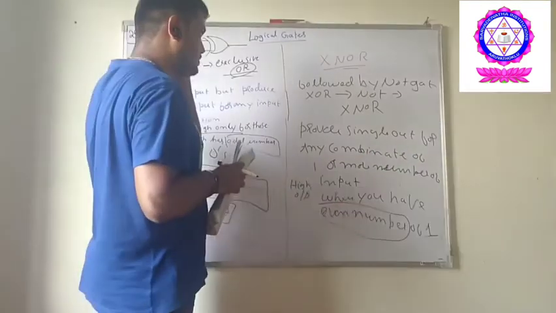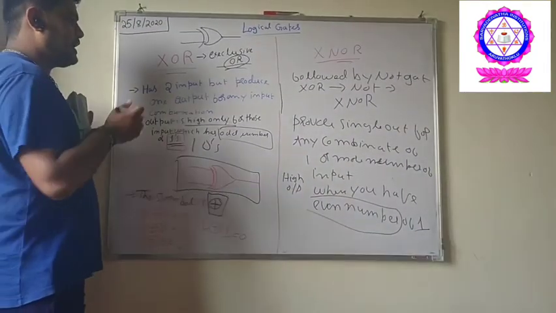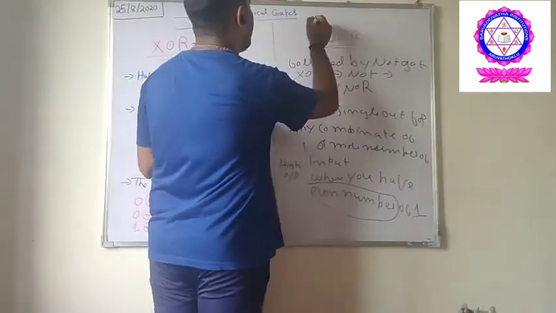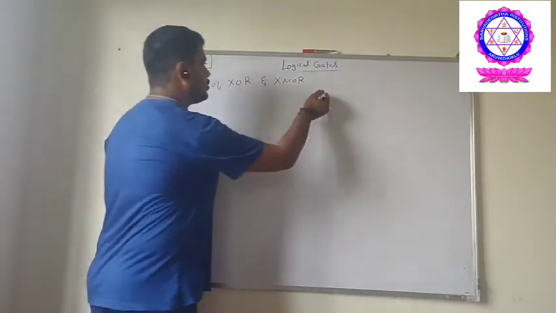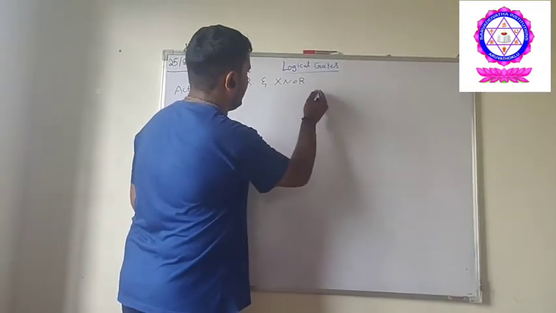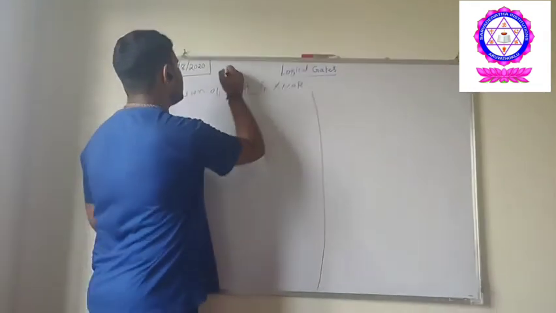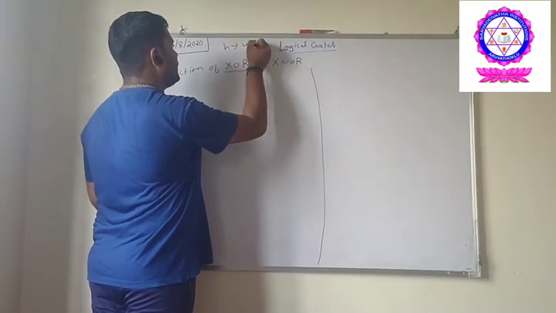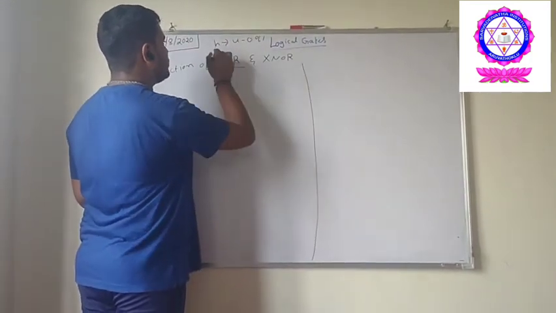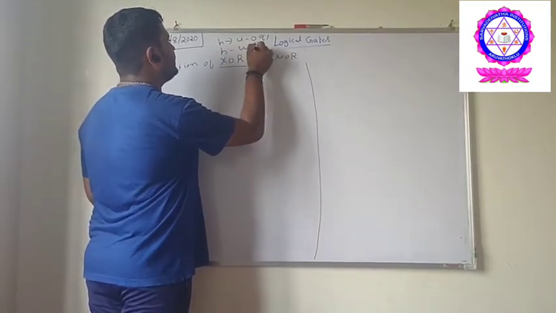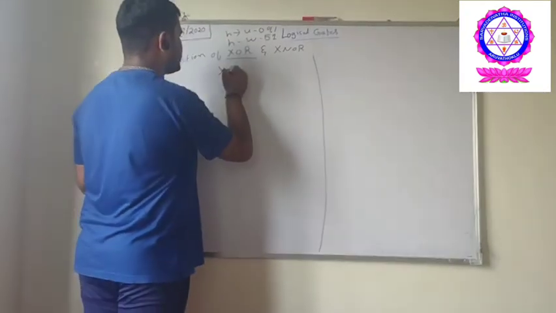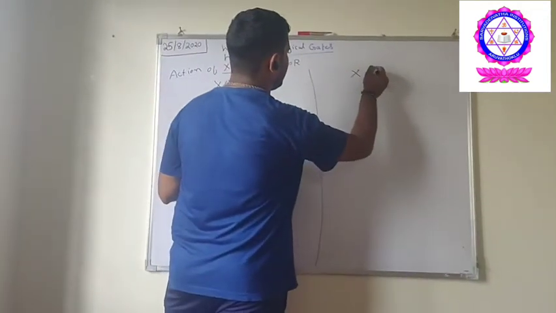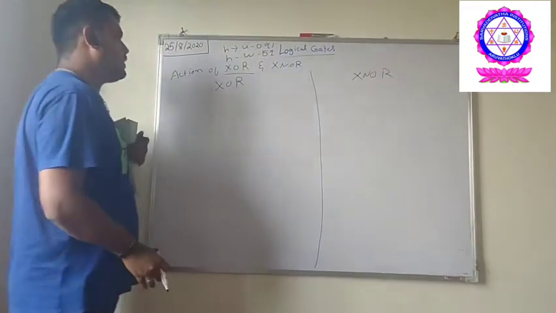So when you have an even number of ones, what does the XNOR gate do? It produces the output as high. It produces low output when you have an odd number of ones. Next, let us see how the action of the XOR gate and XNOR gate is performed using our truth table. The XOR gate produces high output when you have an odd number of ones, but the XNOR gate produces high output when you have an even number of ones.